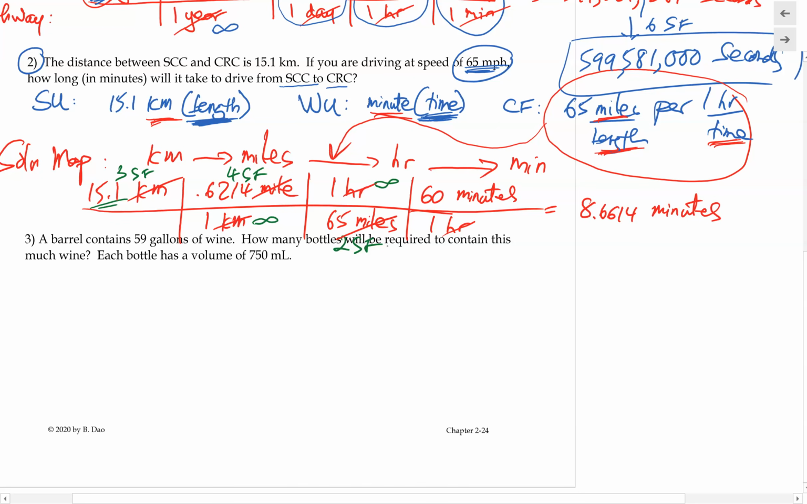Because the speed is something that has been measured and is a measurement value, based on how it has been written, it has 2 significant figures. And lastly, this one has an infinite amount of significant figures. So in this case, the value with the fewest significant figures is the speed, with 2. Therefore, we now need to round this to 2 significant figures, which then equals 8.7 minutes.